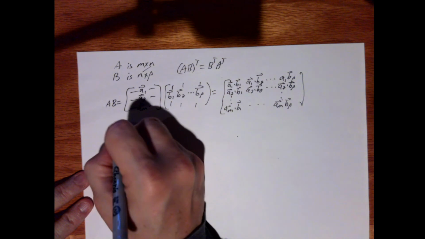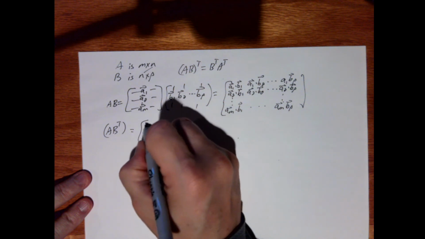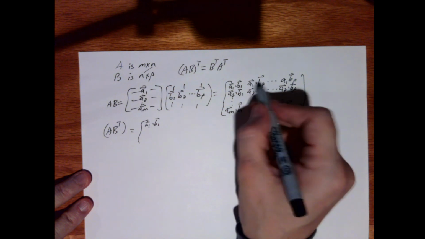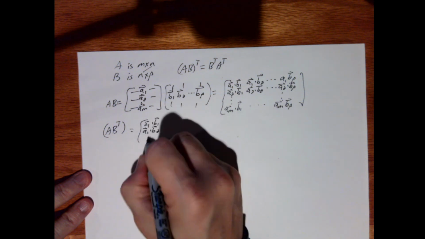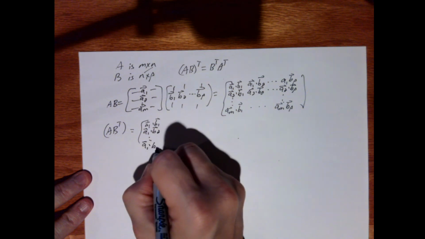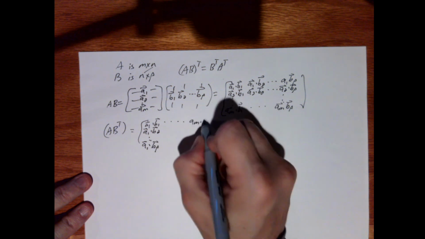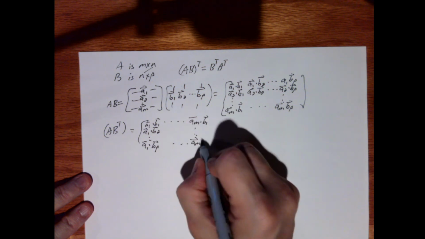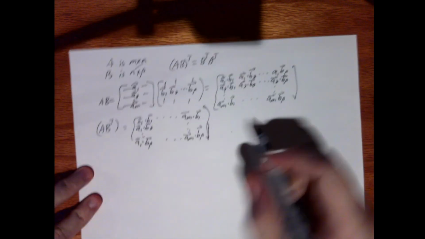So then AB transpose. Now we'll still have A1.B1 here, but now A1.B2, which was on the first row, has to come down to this column because we're transposing. So this now will be A1.B2. Continue down to A1.BP. Continue over this way, AM.B1, work my way down, and AM.BP. And that's this. Okay?